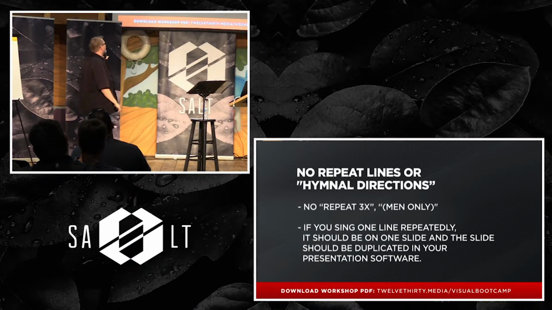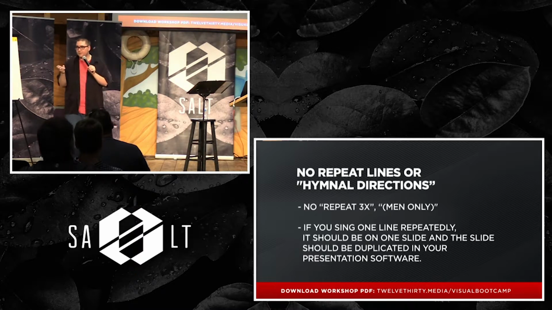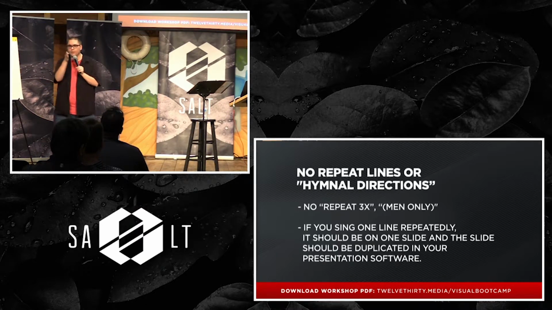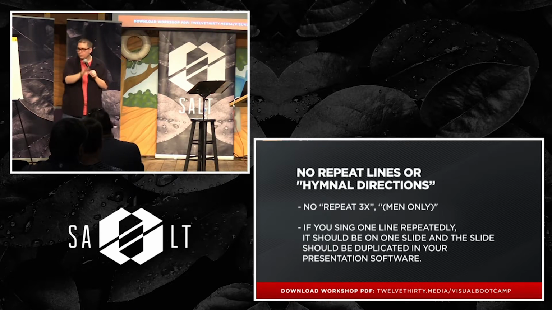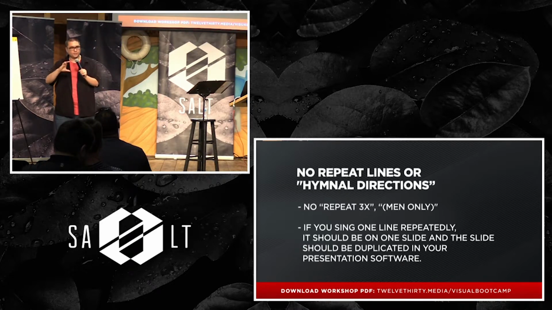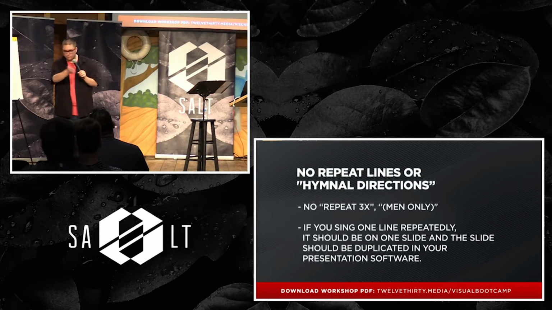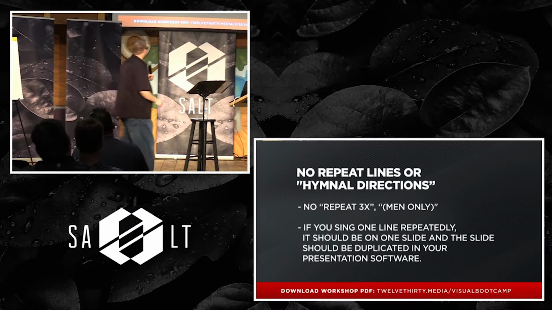Okay. No repeat lines or hymnal directions. Never say repeat 3 times. Never say this is page number 372 in your hymnal. Don't do that. If you sing one line repeated, duplicate the slide and put it right next to it and have your operator go from one slide to the next. That way, your rule of thumb, you're always hitting it on the word before the last word. It's always true, okay? So even if you're singing the same line multiple times, you don't have to say, stay here, we're going to sing that 3 times. Just duplicate it right next to each other, okay?